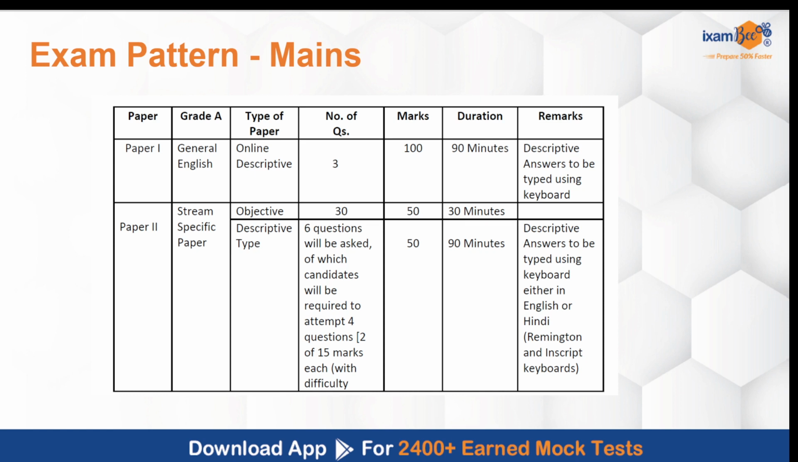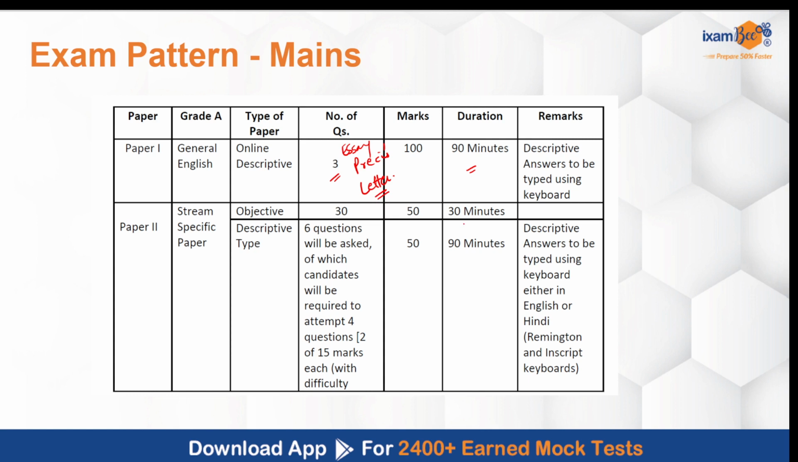So the exam will consist of two papers. Your paper 1, which is general English, descriptive in nature. There will be 3 questions. This will include your essay, your precis, and in the past there has been a letter. Although the information handout does mention there could be an RC or a report, from the past trend we see that a letter has been coming in this exam. You get a total of 90 minutes for attempting this paper.